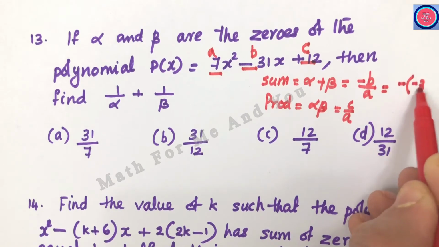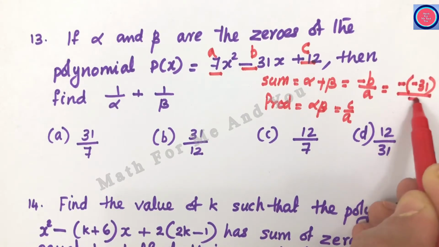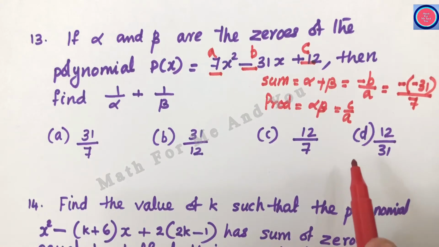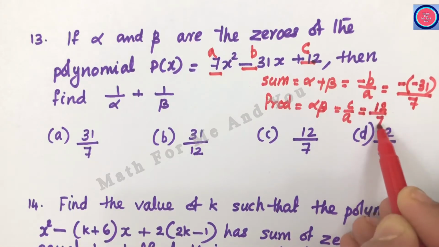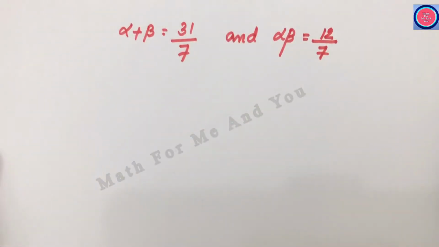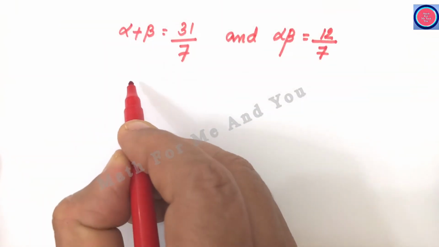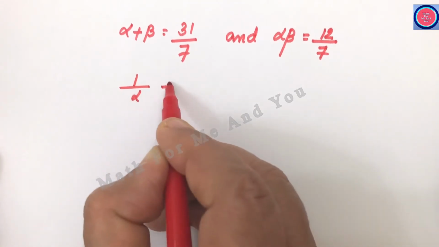Minus of minus 31 divided by 7. Minus times minus is plus, so we get 31 divided by 7 as the answer. c by a is 12 divided by 7. Alpha plus beta equals 31 by 7 and alpha beta equals 12 by 7. So we can find what is 1 by alpha plus 1 by beta.